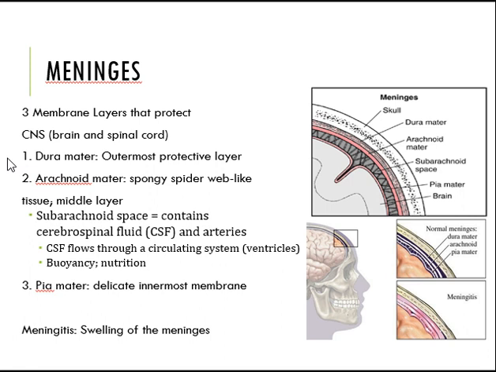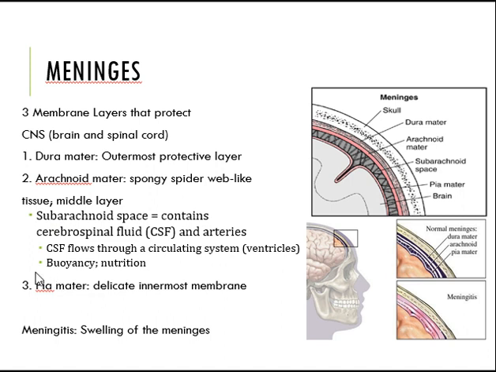So even though we talk about 3 main layers, there is a middle layer between the arachnoid layer and the pia mater, which is called the subarachnoid space. This contains cerebral spinal fluid and arteries, and the cerebral spinal fluid flows through a circulating system of ventricles and helps create buoyancy. And there are also holes in the pia mater, which can allow the cerebral spinal fluid to get nutrients.